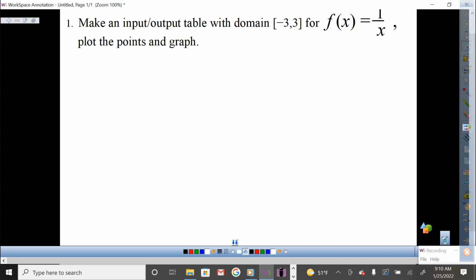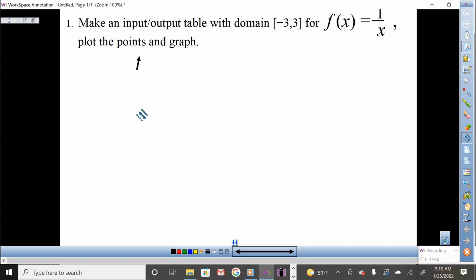Alright, here we go. Number 1. So, before I graph it, we need a table, yeah?